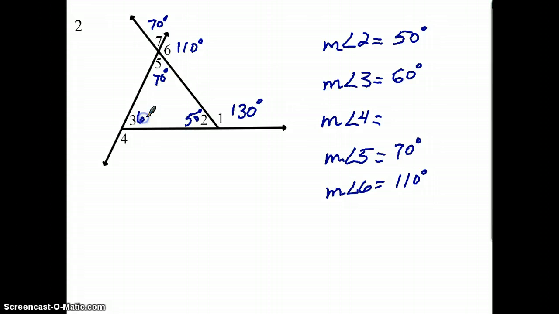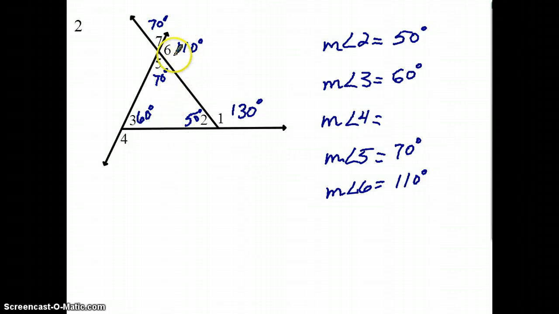So let's just double check to make sure that that works. And how can we double check that? Well, let's add 60, 70, and 50. If we add those together, we get 180, which means the sum of the interior angles of a triangle is 180, so we're good to go.